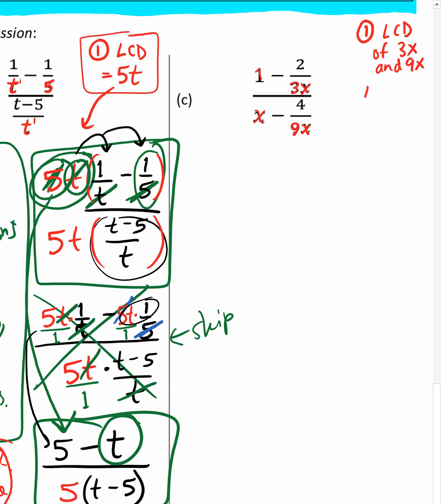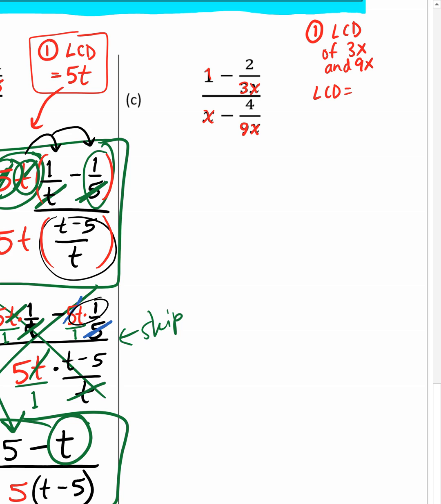Well, I'm supposed to say the LCD, okay, I take any factor I see. Between those guys I see an x, but each of them only occurs once, so I only need one. And then you're supposed to take the least common multiple of their coefficients. Between 3 and 9, the least common multiple is 9. So there's my LCD, 9x.